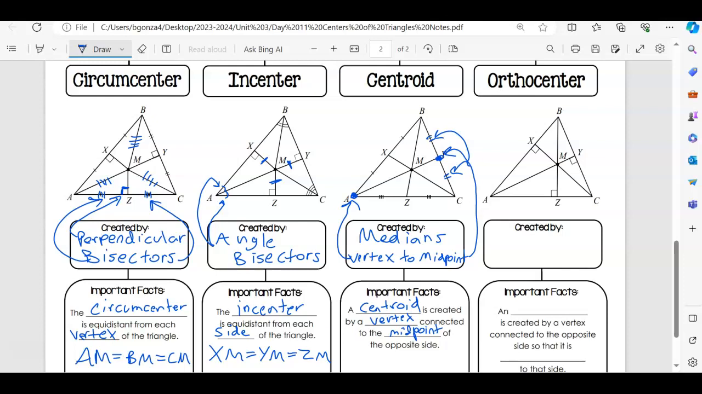Cool. We're 3/4 of the way done. Just one little section left. Almost done. Last one. Orthocenter is created by altitude. Let's write that down. When you hear the word altitude, what do you think of? Height. Okay, like a high altitude. So the height of each triangle is the altitude, and it's from the vertex to a right angle.